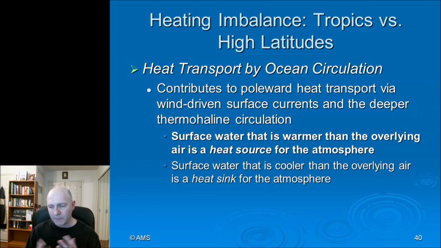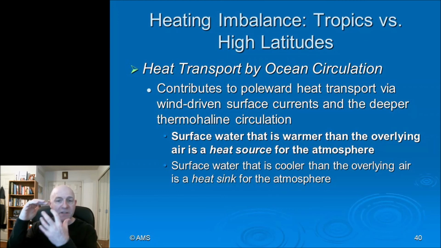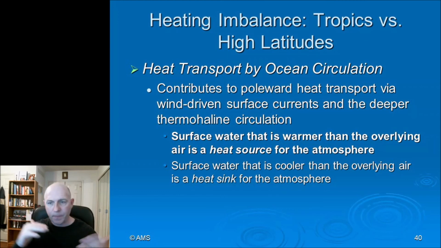But remember, when we talk about the interaction between the ocean and the air immediately above it, water that is warmer than the air above it is a heat source for the atmosphere. Remember that heat goes from high to low. So if the water is warmer, let's say it's 70 degrees, than the air, 50 degrees, there's a net flux, or an exchange of heat, toward the atmosphere. It's a heat source. The reverse is true. If your air is 70 degrees and your water is 50, that is a heat sink for the atmosphere. That heat energy is basically migrating into the water.